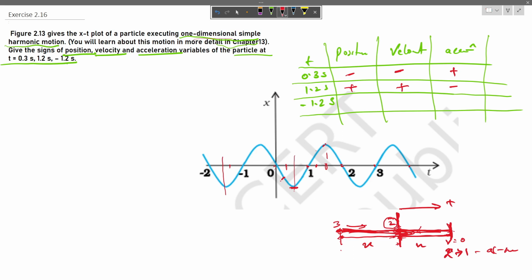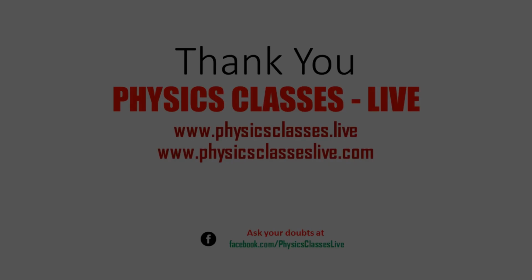So the velocity will be positive. The velocity is going to be in the positive x direction, so it is positive. Acceleration is also going to be positive. Now position is negative because it is on the negative x side.